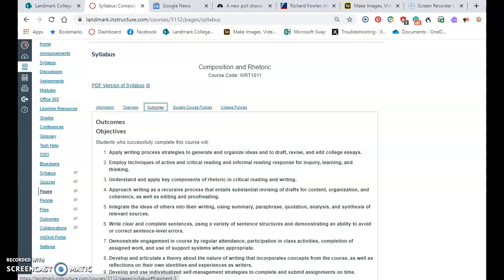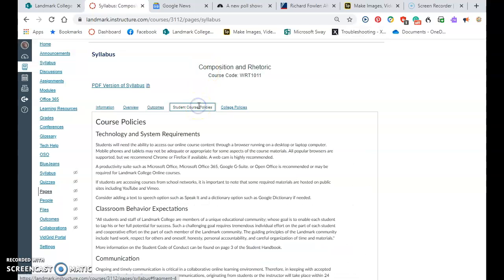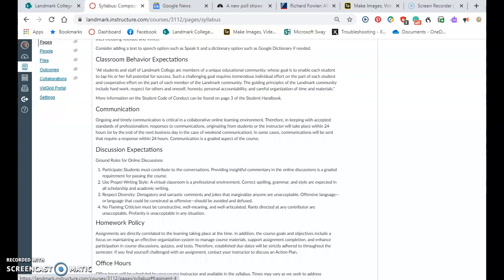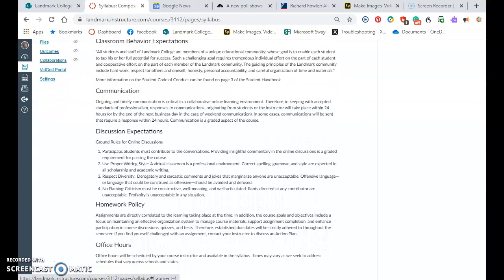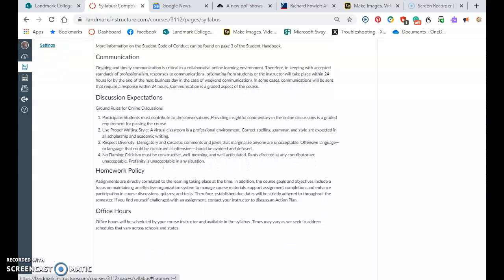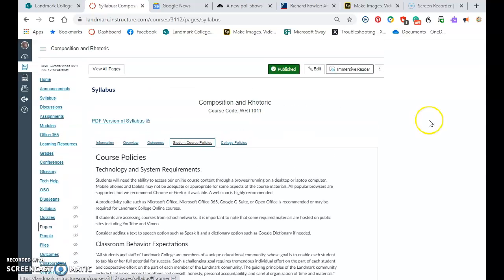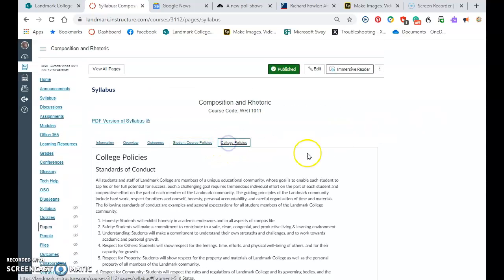So I'm going to ask you also, when you read over this, to look over the student course policies. This includes the technology and systems requirements, the classroom behavior expectations, communication, discussion expectations, the homework policy, and office hours. Please read that over.